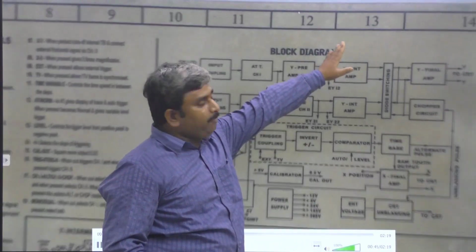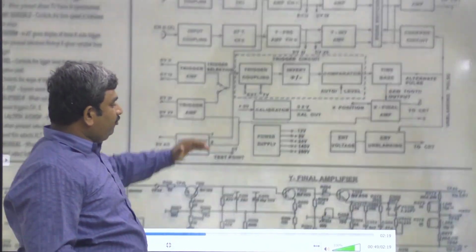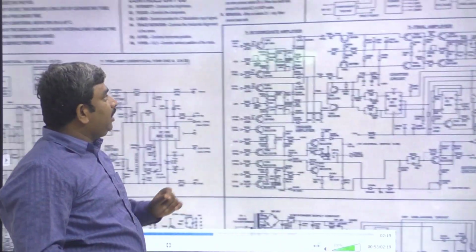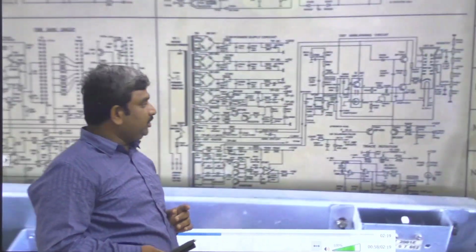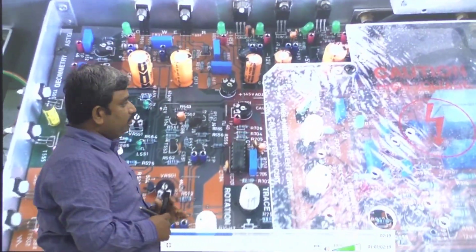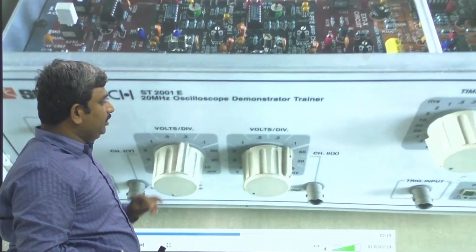And coming to the top portion here, this is the total CRO block diagram. After the CRO block diagram, here we have the Y final amplifier and Y intermediate amplifier, that is, the vertical direction amplifiers. And coming to the last one, this is the power supply circuit. The same circuitry we have on the motherboard.